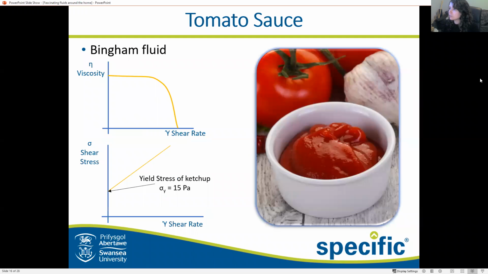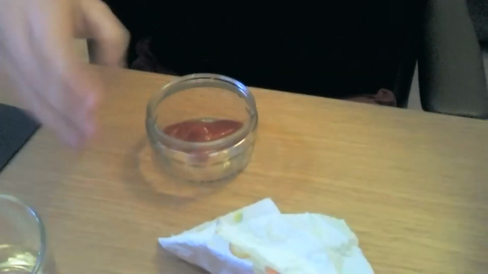The next one on my list is ketchup, something that a lot of people like having on their sides. This is also a Bingham fluid. It's not a thixotropic Bingham fluid, so it's not going to thin down the longer I stir it, but it is a Bingham fluid, just as with our toothpaste, which I find quite surprising because I didn't realise this was the case. So if I go back to my screen, I can show you the little pot I have in front of me.